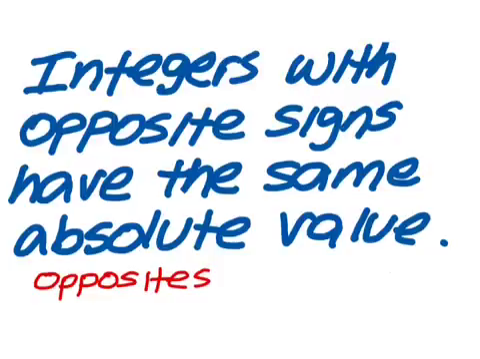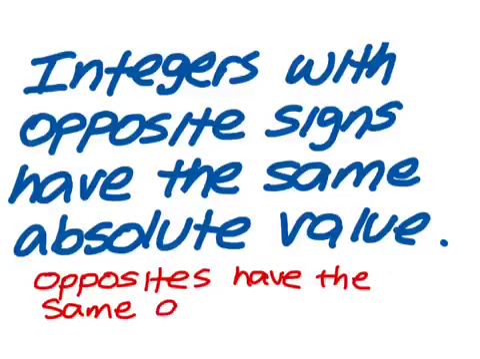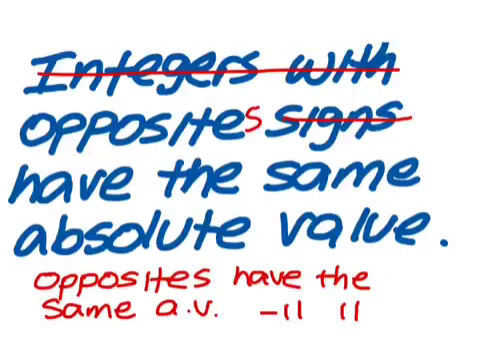Opposites have the same absolute value. I'll put AV for absolute value. So not integers with opposite signs, but rather opposites, meaning negative 11 and 11, negative 23 and 23. They're opposites of the same number.